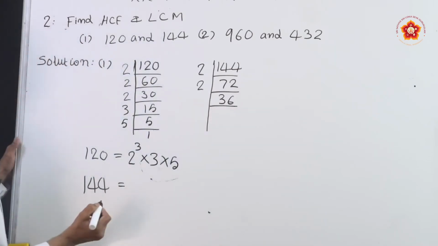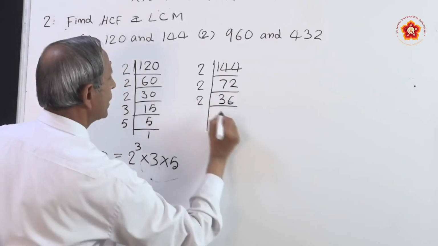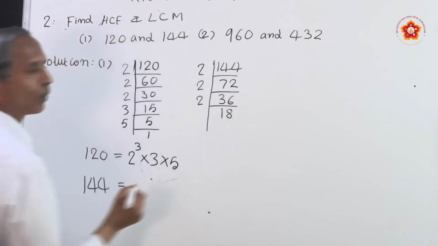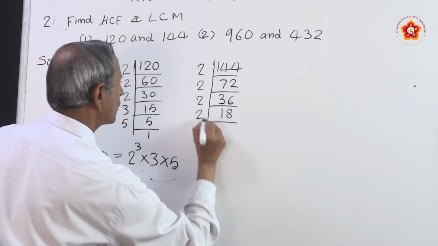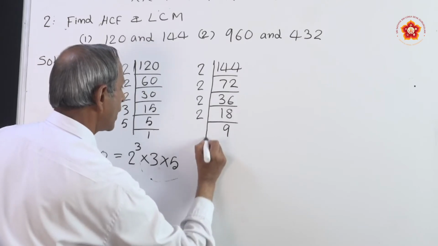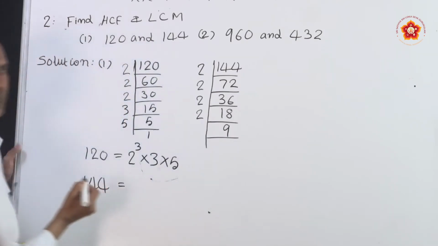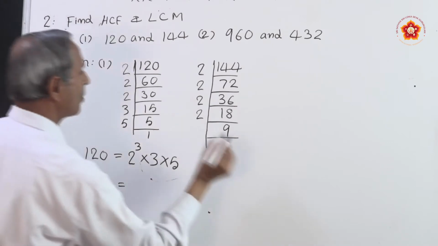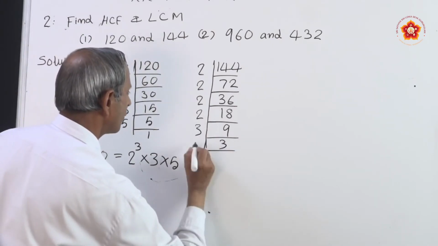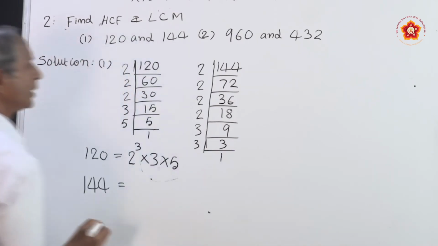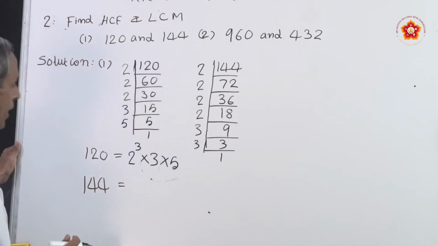Now, it is also an even number, once again divide by 2. 2 18s it will go, 36. Once again it is an even number, divide by 2, 9 times. Now, 9 is an odd number, it is not divisible by 2. So, let us move to the next prime number, 3. 3 3s are 9, next 3 1s are 3. Now, these are the prime factors of 144.